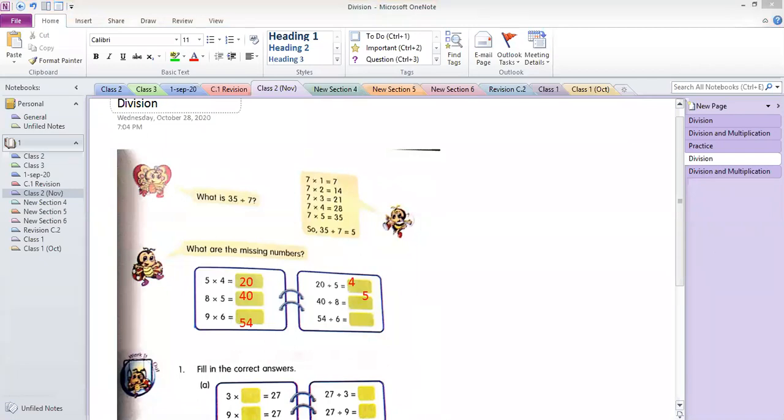Guys, do you understand this division related to multiplication? All of you? Yeah. Yes. Yes.